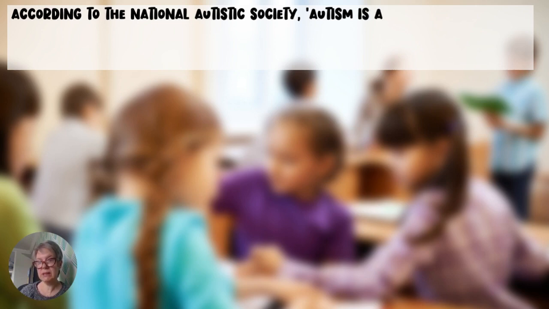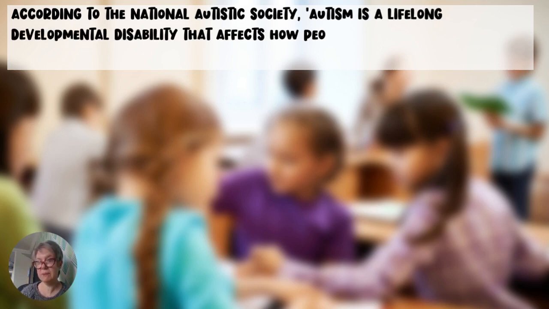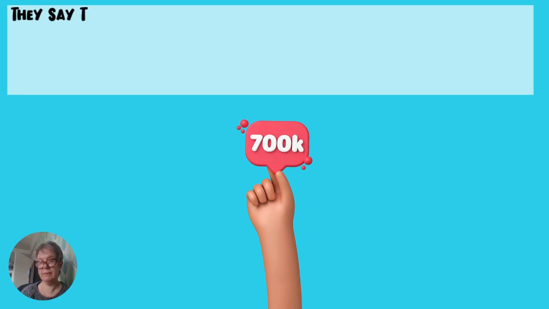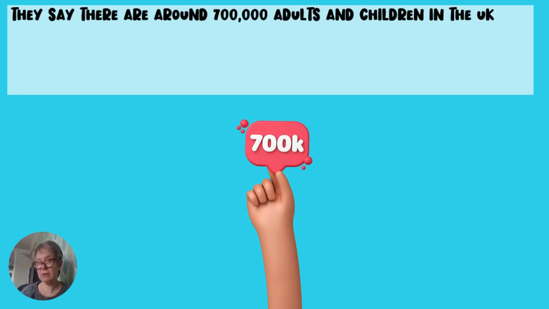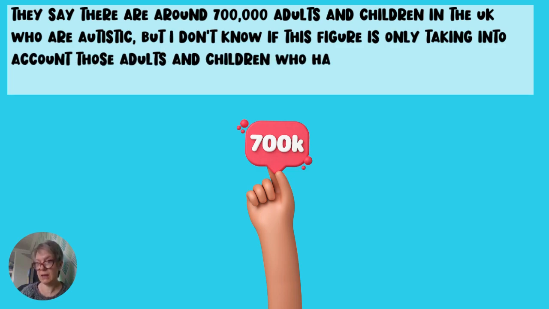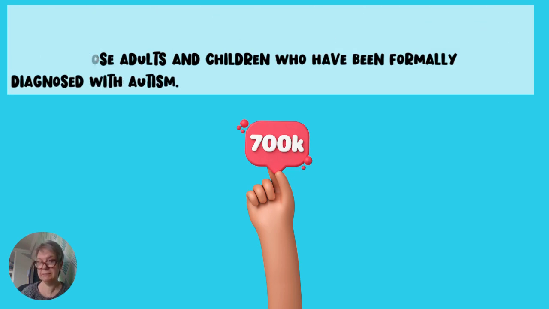According to the National Autistic Society, autism is a lifelong developmental disability that affects how people communicate and interact with the world. They say there are around 700,000 adults and children in the UK who are autistic, but I don't know if this figure is only taking into account those adults and children who have been formally diagnosed with autism.